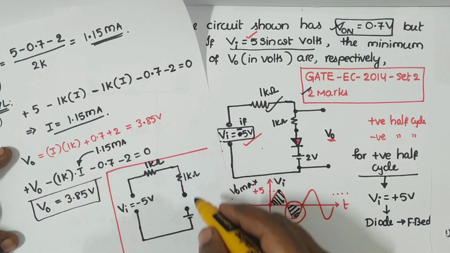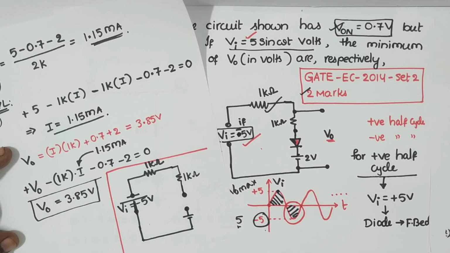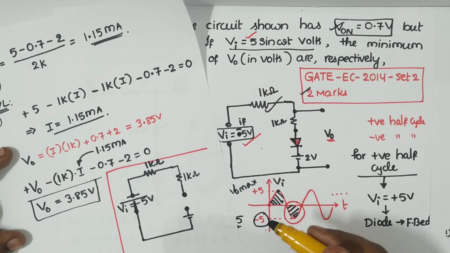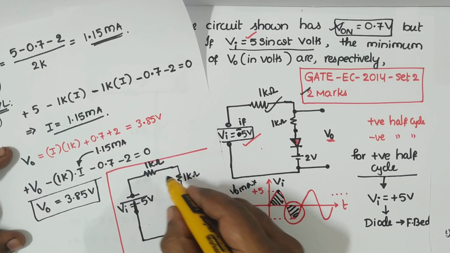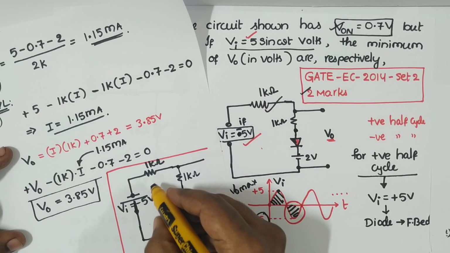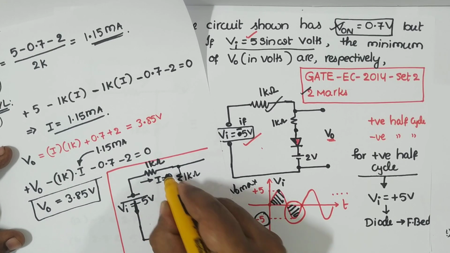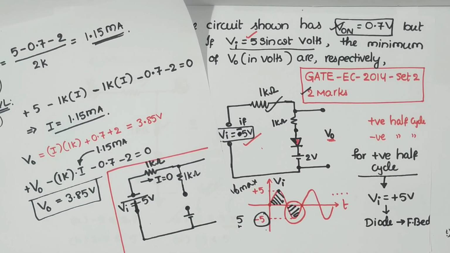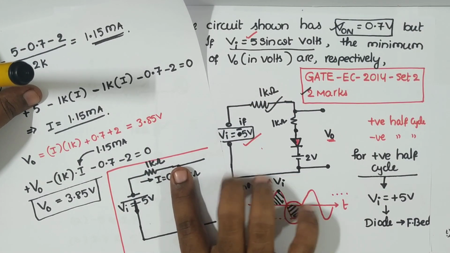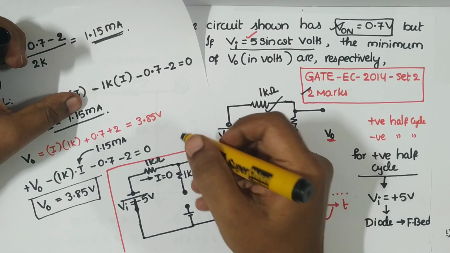Negative 5 volt means I can take it like this. This is my negative 5 volt. There is no current in this because it is open here, so there is no drop, nothing. That means I is equal to 0. As there is no current, there is no drop across this 1K. If this is open, there is no meaning of this entire branch here. You can remove the entire branch.